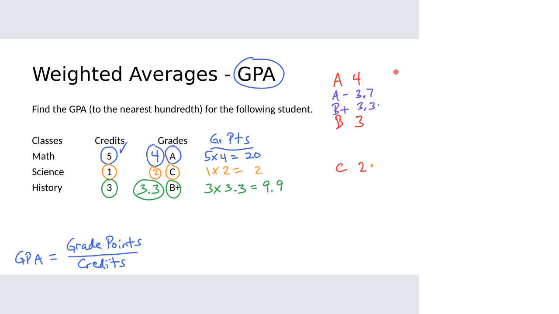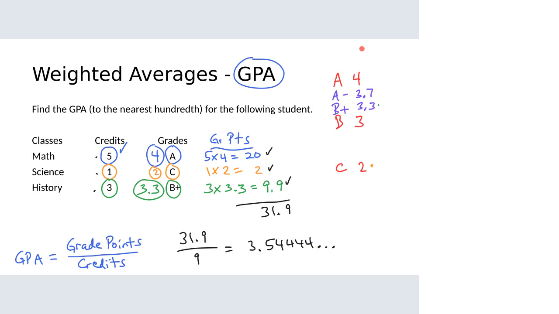So now we have to figure out all together how many grade points they earned. We need to add these three: 20 plus 2 plus 9.9. They earned 31.9 grade points. Their grade point average would be the number of grade points, 31.9, divided by the number of credits, 5, 6, 7, 8, 9. 31.9 divided by 9. This student's grade point average would be 3.54444.